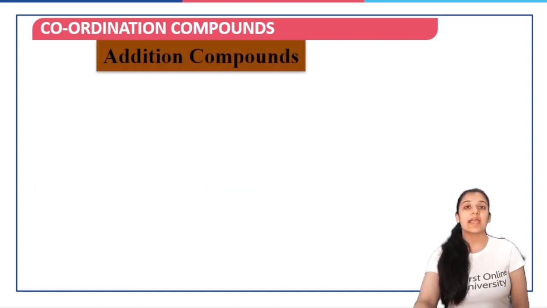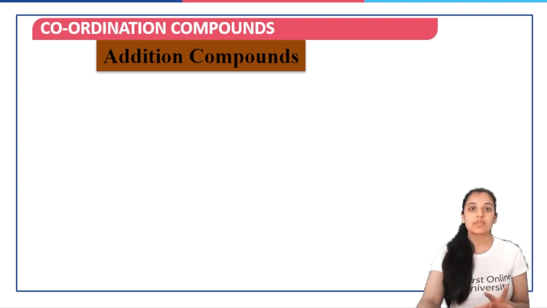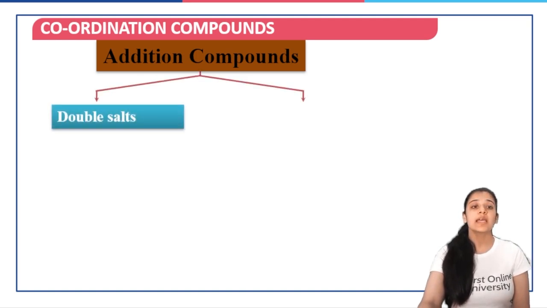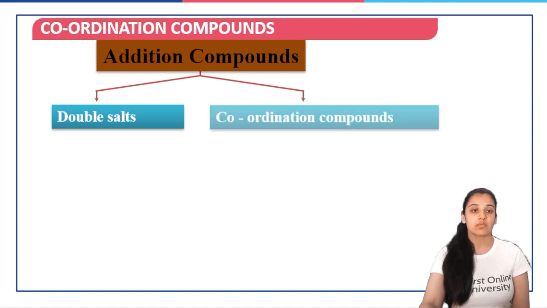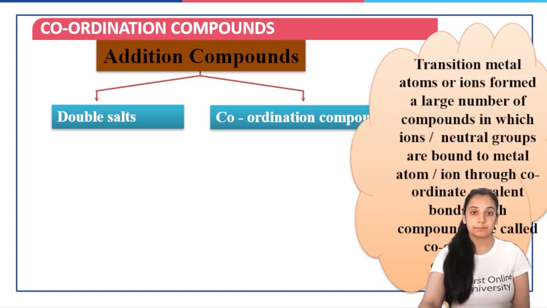Now, what are addition compounds? Since we know what a chemical bond is and what coordinate bonds are, let us now study what addition compounds are. There are 2 types of addition compounds. One is double salts and the other is coordination compounds. So what we are going to study in coordination compounds is a part of addition compounds. Let us first see what happens in coordination compound formation.